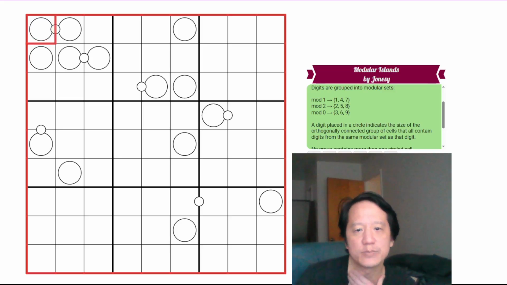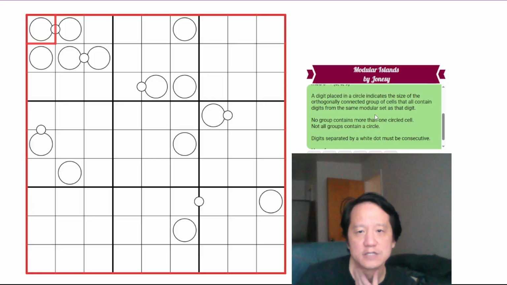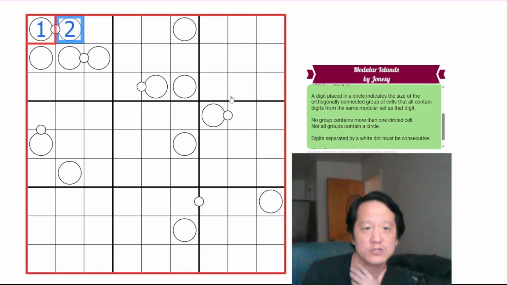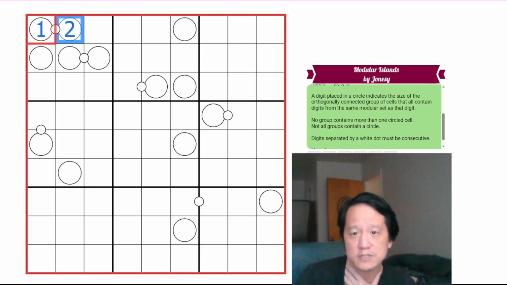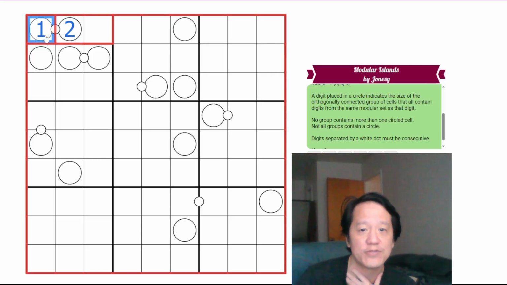This has to be a separate boundary here, which means it's of size 1. So this is 1, and this must be 2 because it's consecutive with 1. So we have a size 2 region here of the same set. We'll make 1 mod 2 red, 1 mod 3 red, 2 mod 3 yellow, and 0 mod 3 blue.